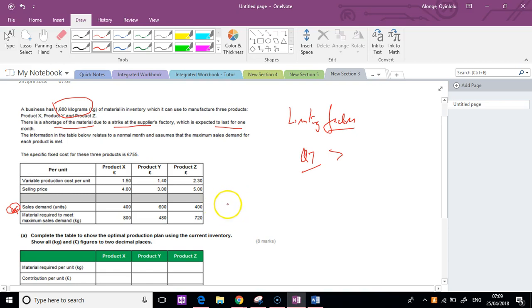So in this case, we're told straight away the limiting factor is 1,600. And you're told how much you need in total. You're told you need 800 here, 480 here, and 720. So let's just literally fill in the boxes. First, we're told to work out what the material required is per unit. In terms of the material required per unit, that must be for product X.